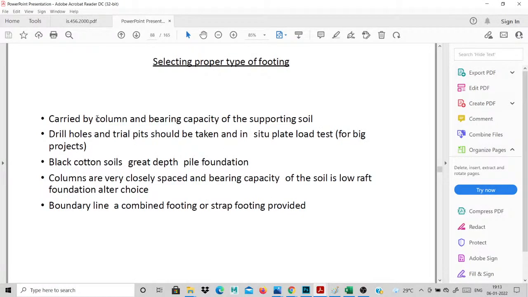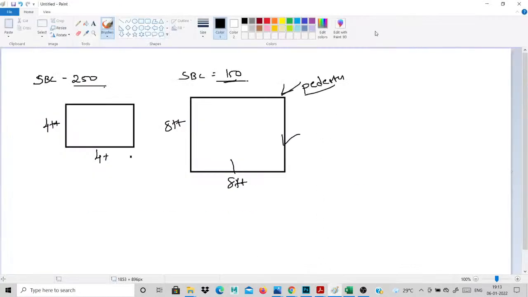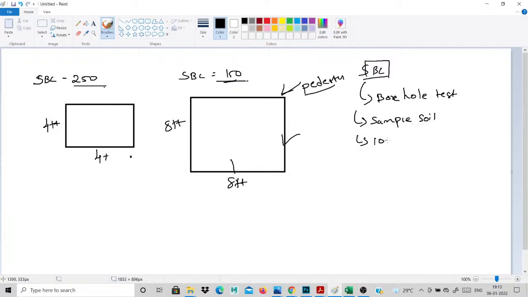The next step: for a residential structure, you only calculate the safe bearing capacity, SBC only. How do you calculate the safe bearing capacity? By the borehole test. In the borehole test, you take sample soil up to 10 meters. Up to 10 meters is 30 feet. You take samples up to 10 meters, then you calculate the soil conditions.